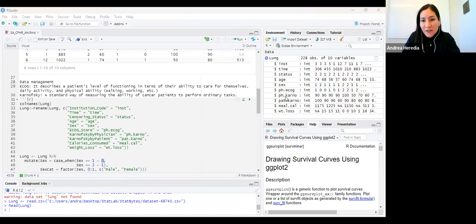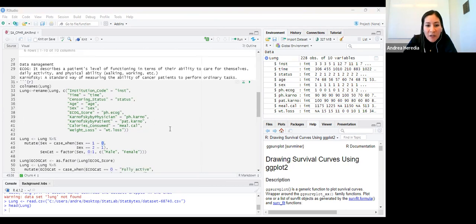Okay. So sex, ph.ecog. That is a performance score, if I'm not mistaken. It stands for Eastern Cooperative Oncology Group. So it describes a patient's level of functioning in terms of their ability to care for themselves. So it goes from 0 to 5, 0 being good and 5 being dead.